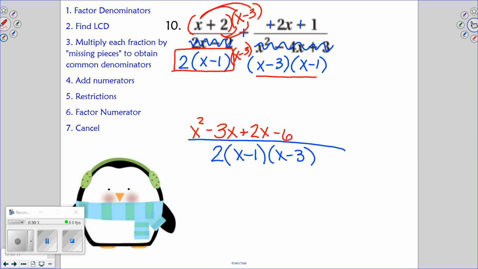What is this denominator missing to look like this one? It's missing the 2. So that means I have to multiply this top by 2. So we have 4x plus 2. I had to distribute that. Look at all of those pieces on top. What step am I at right now? I just finished which step? Right. I just finished step 3. Now I'm at add numerators.